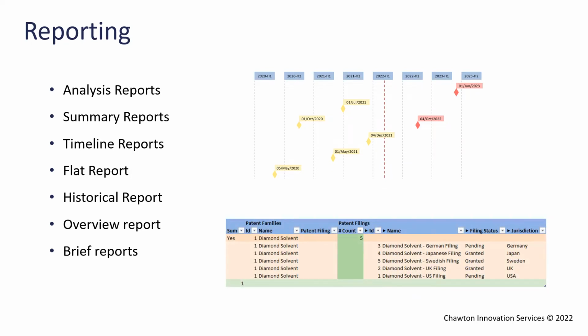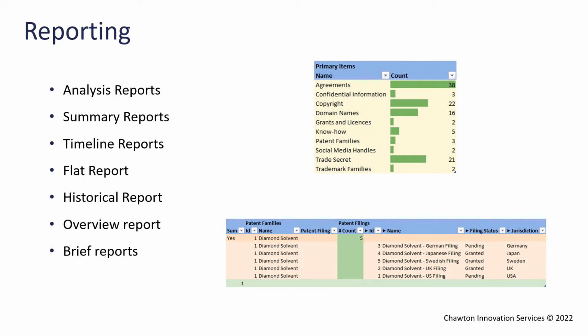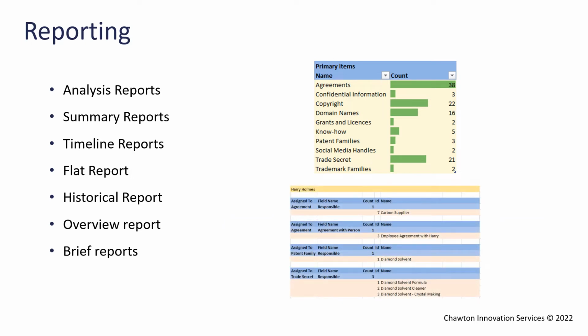The flat report is a large data file with almost all of the metadata copied from the register. The historical report will show the development of the intangible asset portfolio over time and basically allows the user to look back in time. The overview report shows how the features and functions of Aspen are being utilized, and brief reports, which are like snippets pulling data from what is currently being displayed on the Aspen screen.